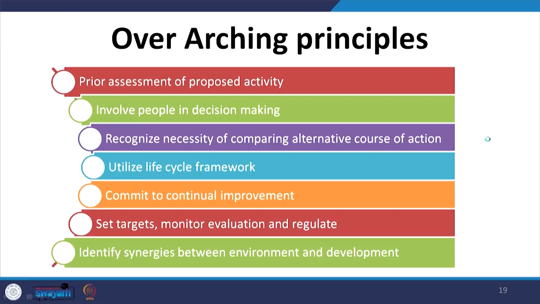The third is to recognize the necessity of comparing alternative courses of action. This could be for every decision that is to be made. For example, the choice of materials. For example, a design alternative altogether. Even before the design alternative, the alternatives for the usage of space in multiple ways. What people want, and what different possible alternatives for the same space could be.